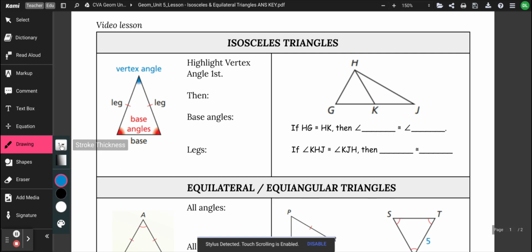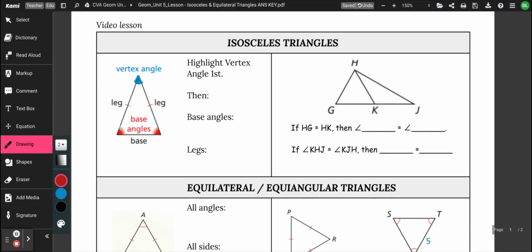And so you can see up here that I have gone ahead and marked the vertex angle in blue for you. What that does is, once we can find our vertex angle, then we know the other two angles are the base angles. And the base angles are always congruent. Okay. And then once we know our base angles, the base is between them.